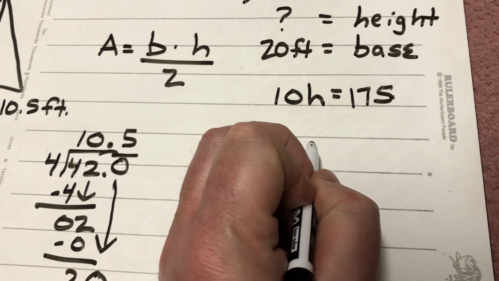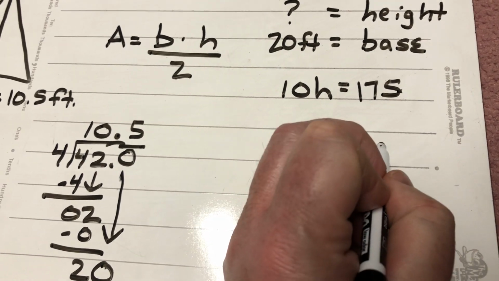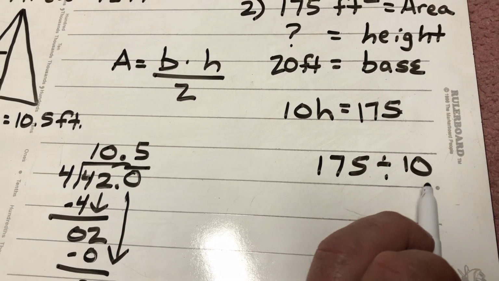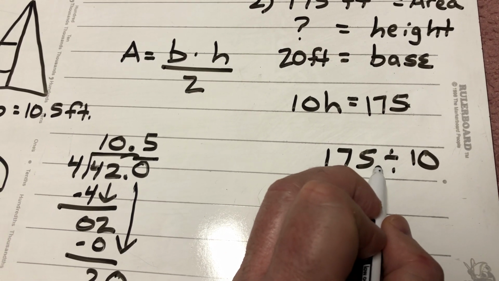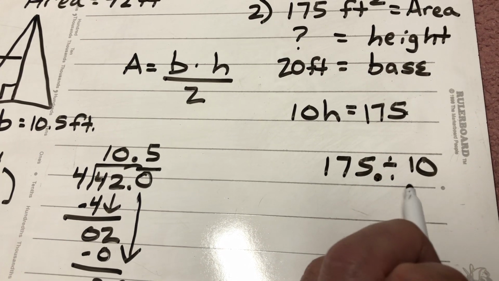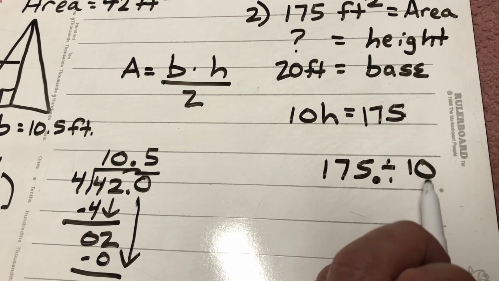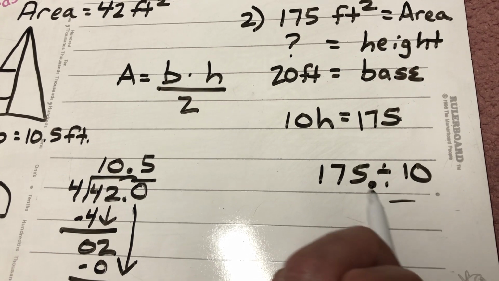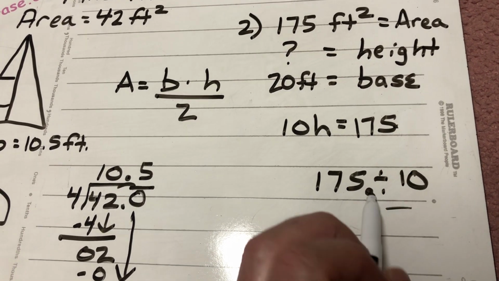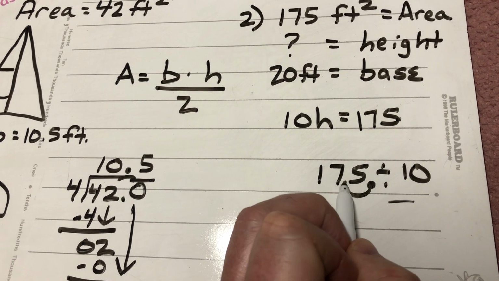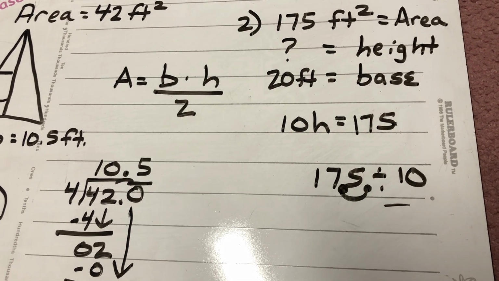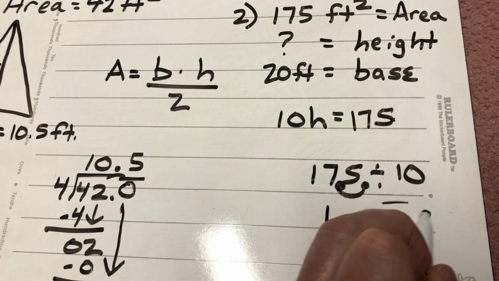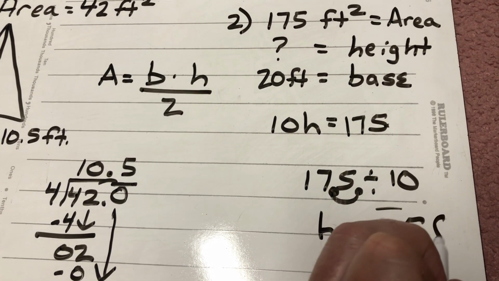Remember, when we divide by 10, all we're doing is moving the decimal one place to the left. It's important that we remember these things that we've learned, because when I'm dividing by base 10 numbers, all I'm doing is moving the decimal to the left. And there's one 0 here, so I'm going to move the decimal one place to the left there. And I'm going to find that h equals 17 and 5/10 feet.